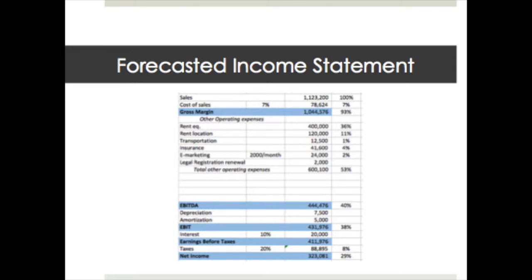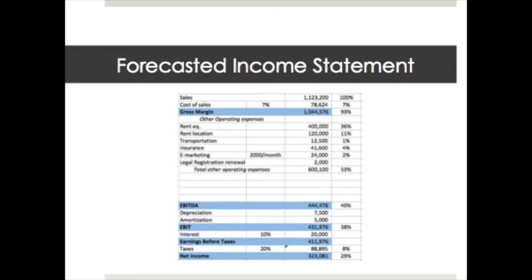The forecasted income statement. Our sales, we got our sales by multiplying the number of forecasted tickets times the price of the ticket, which we multiplied the forecasted number of tickets, which was 8,320 times the price, which is 135, and we got 1,123,000. So then we subtracted the cost of sales, and we got a gross margin of 1,044,000.